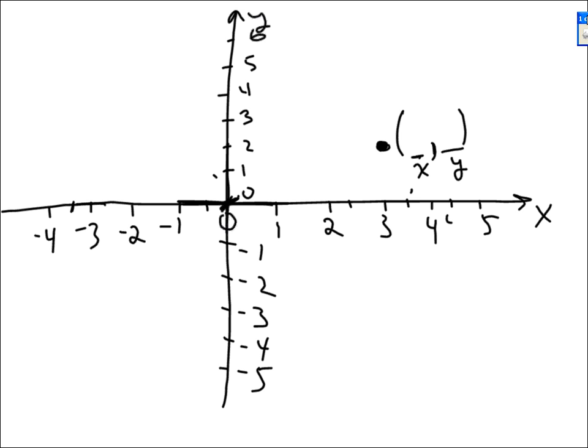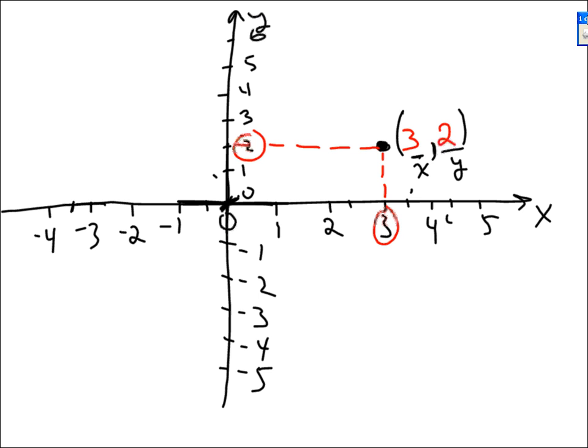Now, how do you decide what the two numbers are? Piece of cake. To find the x value, go down to the x-axis and read it off. 3. Find the y value, go across to the y-axis and read it off. That is 3, 2. There's no doubt in my mind that's right because we checked. We read it off.